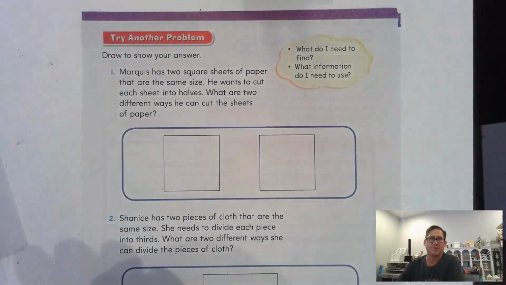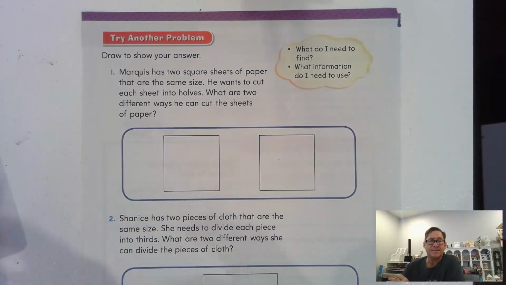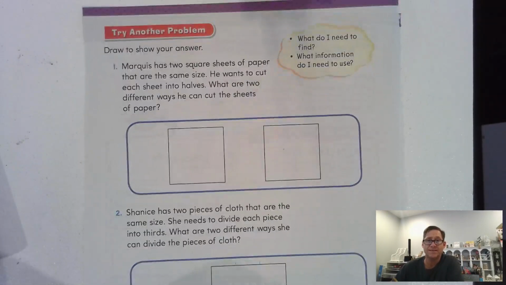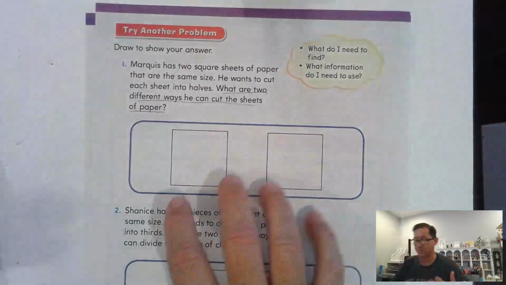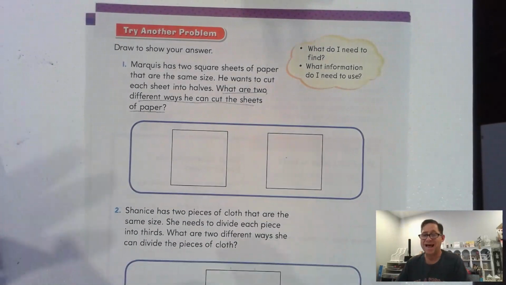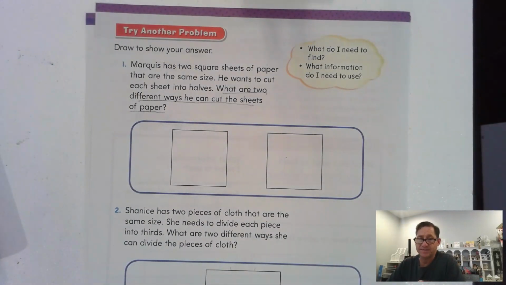Draw to show your answer. Marquise has two square sheets of paper that are the same size. He wants to cut each sheet into halves. What are two different ways he can cut the sheets of paper? So we have to find different ways we can cut sheets of paper into halves. Remember, halves means two equal parts.